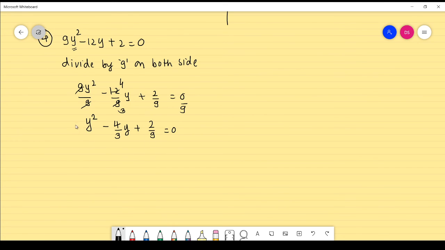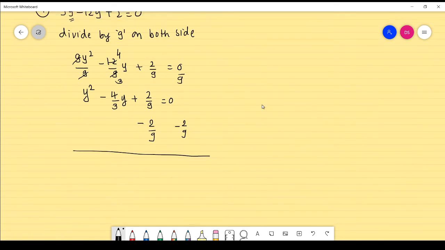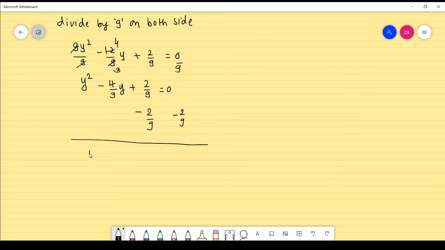Now what is our next step? We got the coefficient of the square term equal to 1. Now we want to shift this constant to the right hand side. So I'm going to subtract 2 by 9 on both sides. y square remains as it is, minus 4 by 3 y remains as it is. Plus 2 by 9 and minus 2 by 9 become 0. 0 minus 2 by 9 is nothing but minus 2 by 9, right?